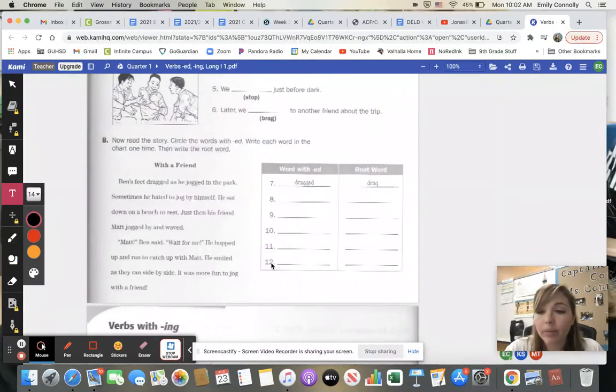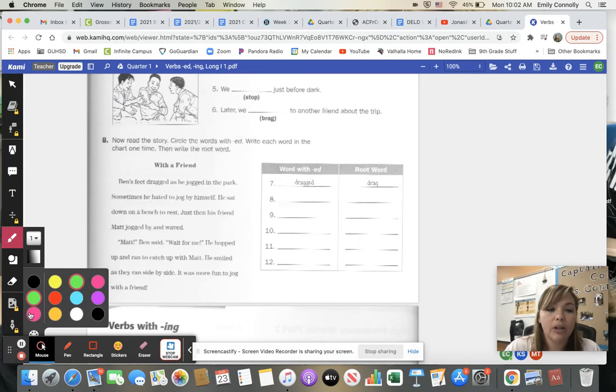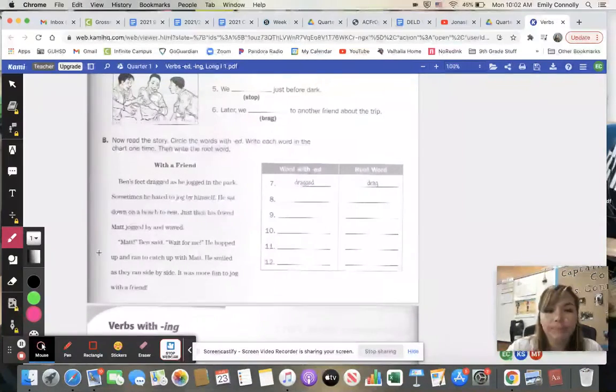Next, we're going to read the story. It says read the story and circle the words with ed. Write each word in the chart one at a time. Then write the root word. So now we are looking for words with ed. So we're going to go ahead and circle them. I'm going to use pink.